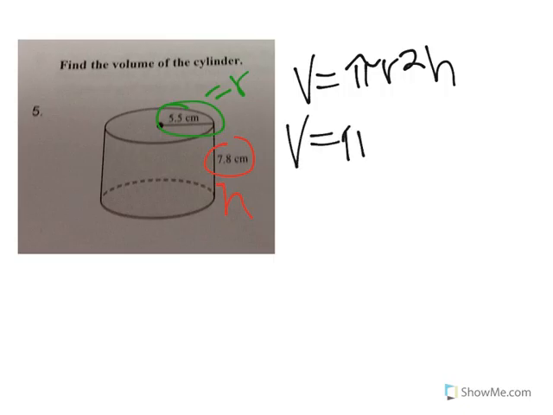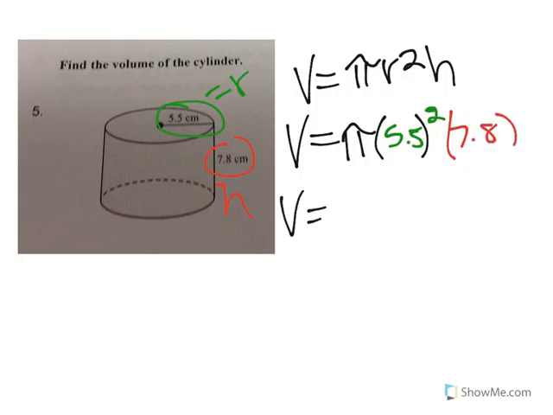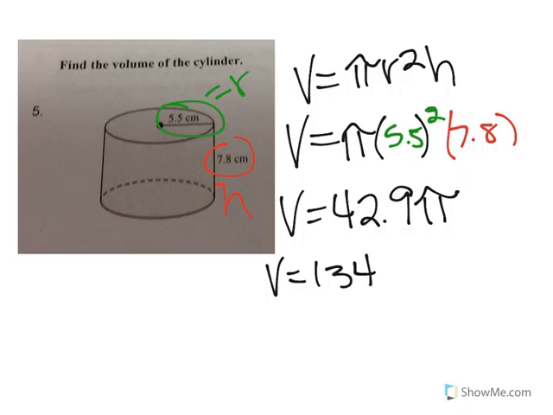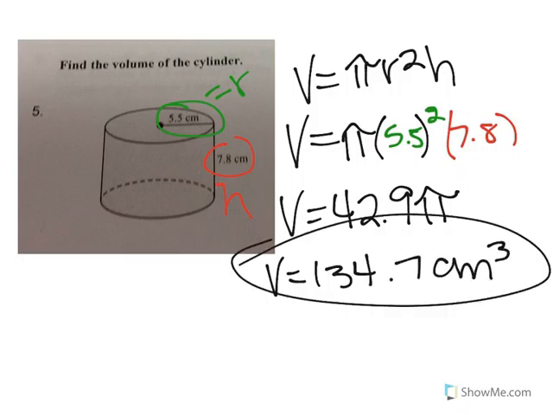V equals pi, radius is 5.5, and we have our height, which is 7.8, and then when you plug that into your calculator, okay, so in terms of pi, it's 42.9 pi, and if you actually multiply by pi, you get 134.7 centimeters cubed. And you have to remember, since it's volume, it's going to be cubed.